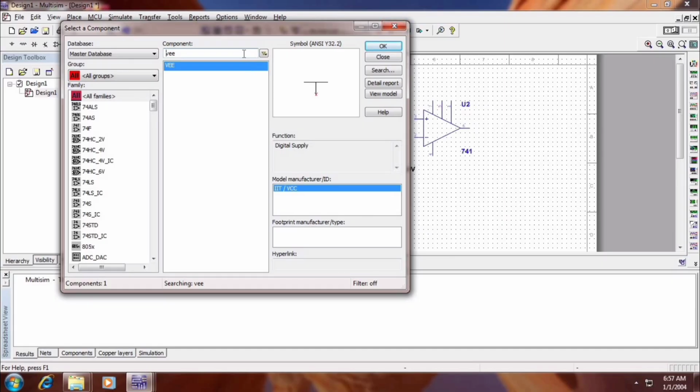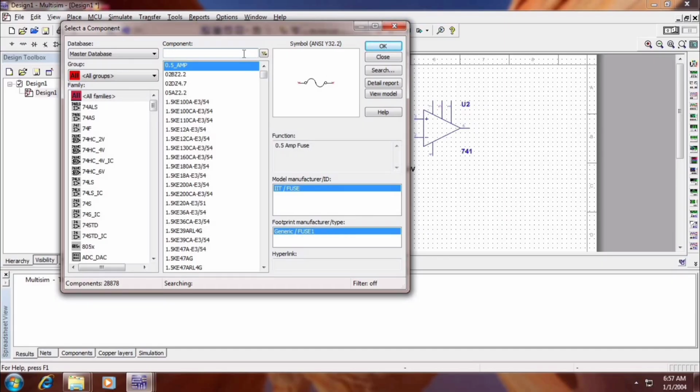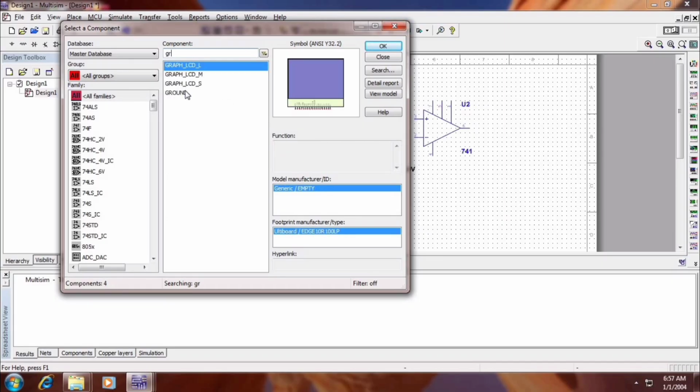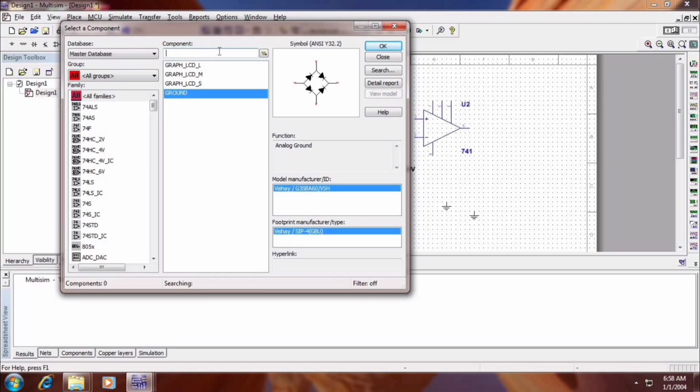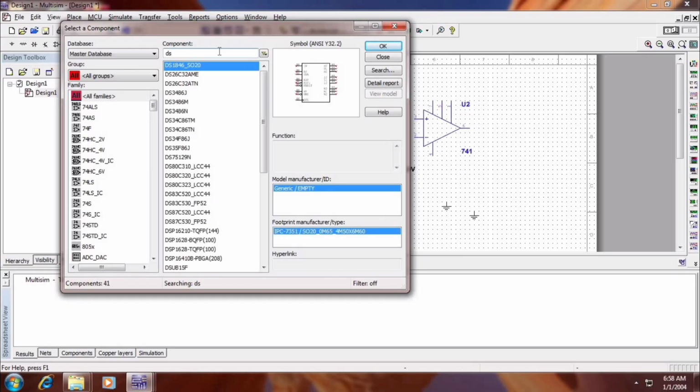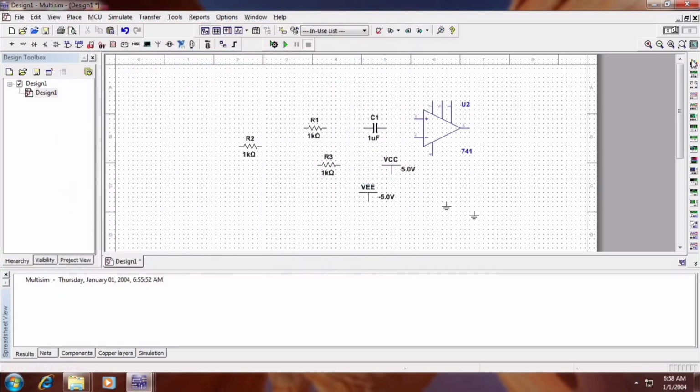So after selecting this one, we will select ground. So I'm just placing 2 grounds. And then I am going to select the oscilloscope. Okay, so you see here I am placing the oscilloscope, then I require a function generator. So this is a function generator.